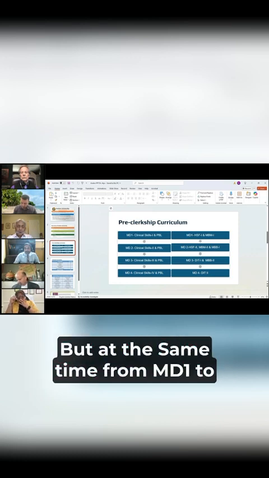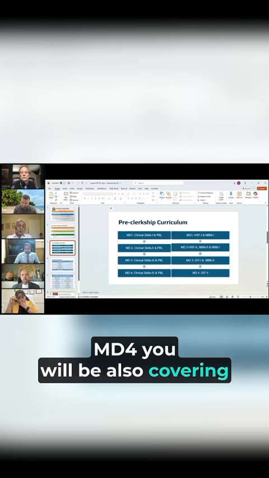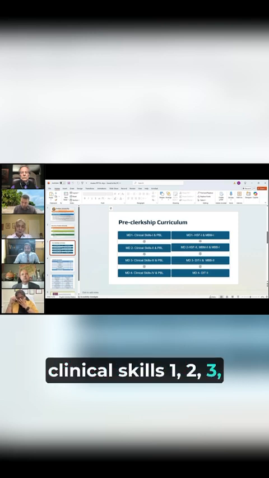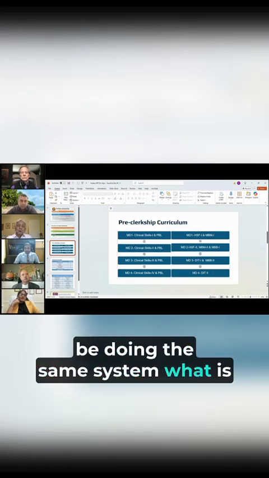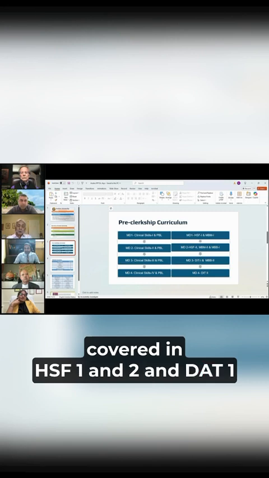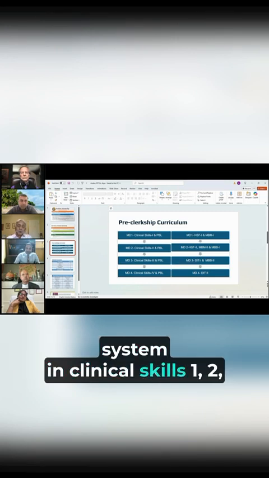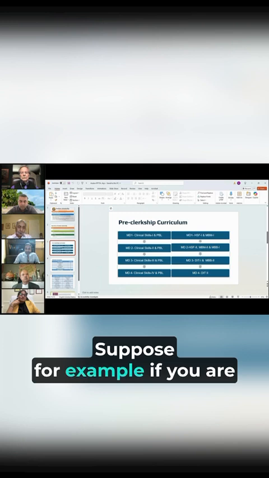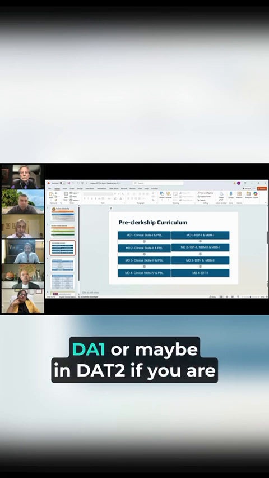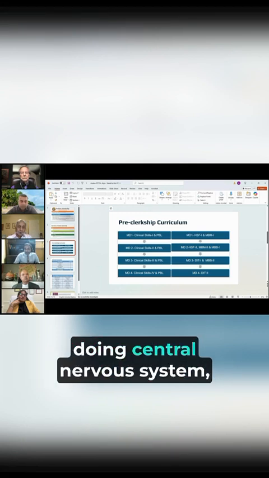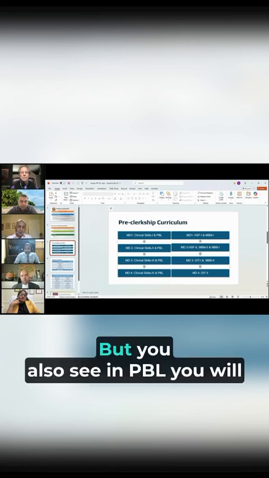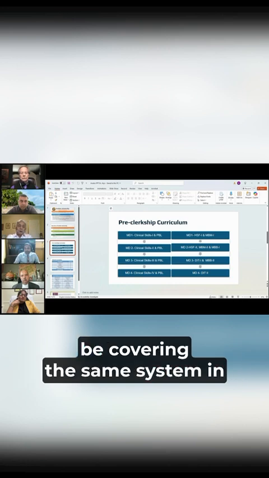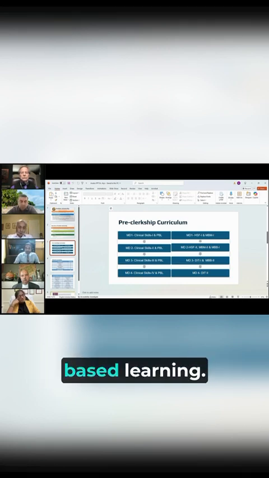At the same time, from MD1 to MD4, you will also be covering Clinical Skills 1, 2, 3, 4, and also problem-based learning. Why should we cover it like this? Because in clinical skills, you will be doing the same system that is covered in HSF 1 and 2 and DAT 1 and 2. Suppose you are doing the central nervous system in DAT; the same system will be covered in clinical skills. Not only that, but you will also cover the same system in PBL, which is problem-based learning.